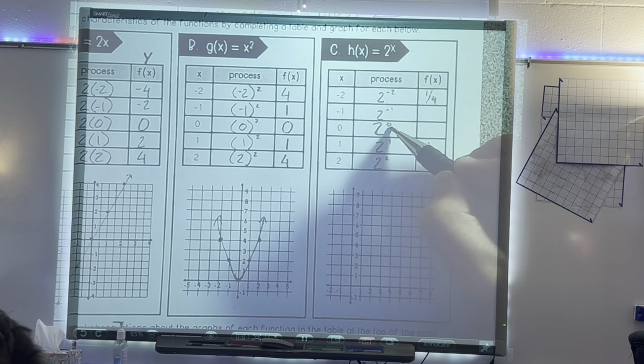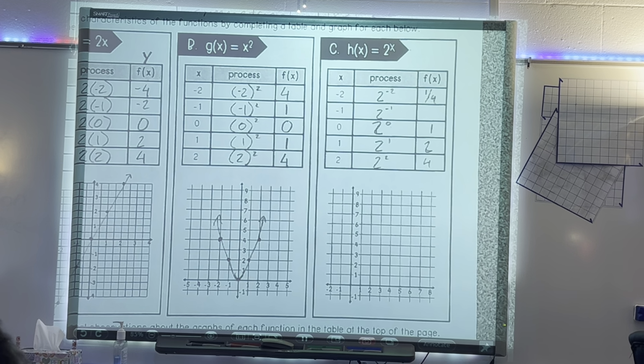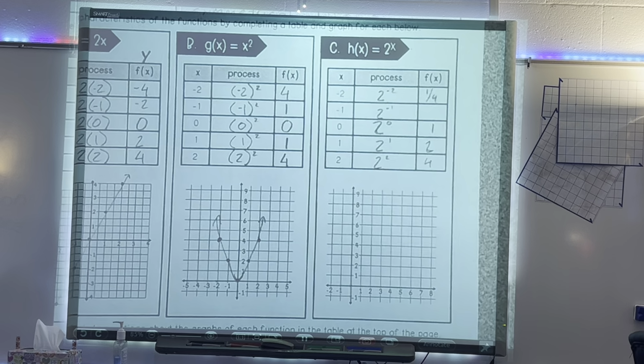Anything to the 0 power is going to be what? Not 0. The number. It's going to be 1. Anything to the 0 power is 1. Try it. Put it in your calculator. Do 2 to the 0. It's going to give you 1.